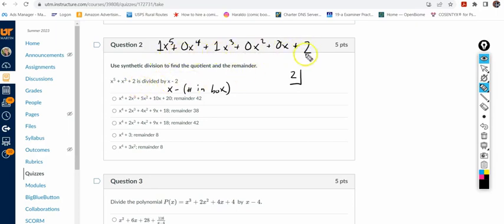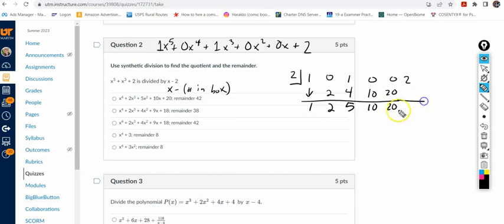Okay, now that I've supplied all the powers there, I should be able to set this up correctly now. 1 times the number in the box, then we add. 2 times the number in the box, then we add. 5 times the number in the box, then we add. 10 times the number in the box, and then we add. 20 times the number in the box, and then we add.